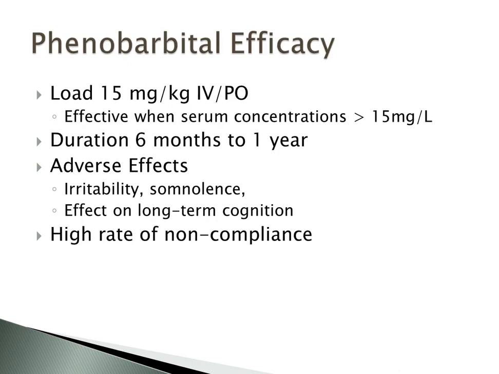Phenobarbital. Now this would be considered either acute, or this would be for chronic daily therapy. You could give a load of 15 milligrams per kilogram. You want to get the serum concentrations up to 15 milligrams per liter. And now you could consider continuing this therapy for 6 months to a year. So this would be an example of giving chronic daily therapy.